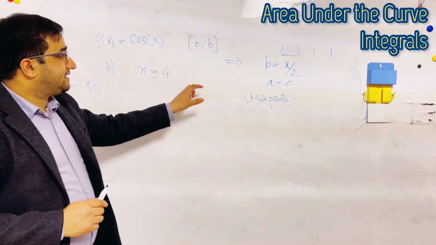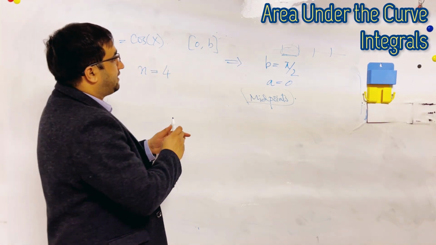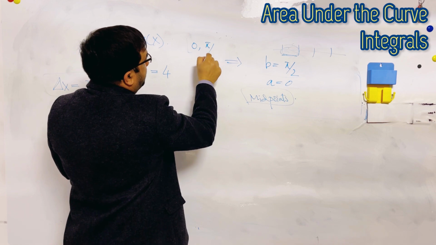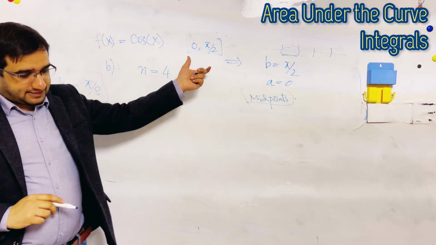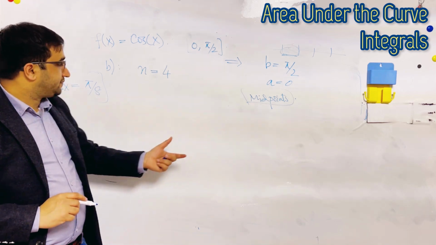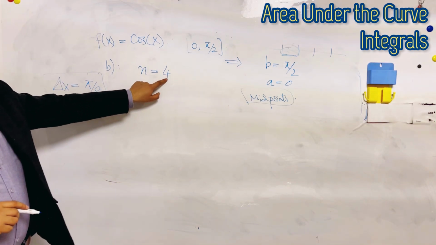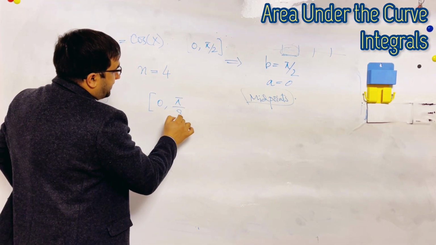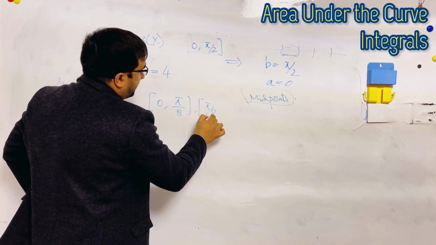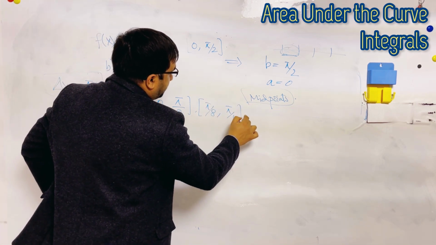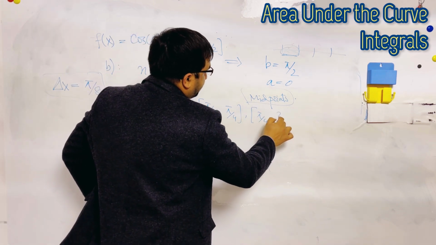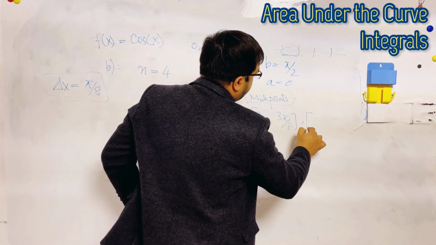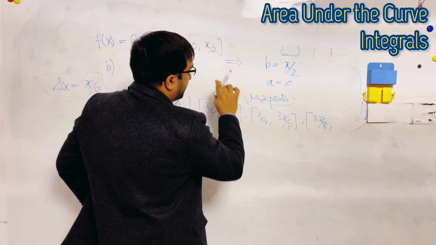Then how can you make the slices? You have to split the interval. Now your interval is not 0 to b, it is now 0 to pi by 2. You have to split this whole interval into this size 4 times. So the first interval will be 0 and pi by 8. The second interval will be pi by 8 and pi by 4. The third interval will be pi by 4 and 3 pi by 8. And the fourth interval will be 3 pi by 8 and the final one, pi by 2.